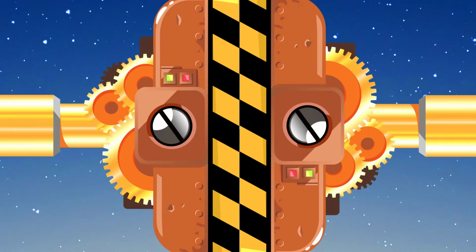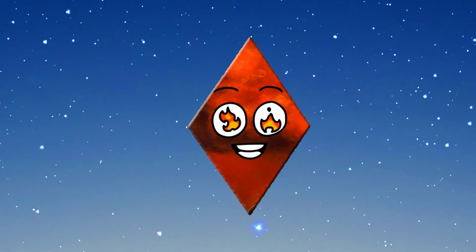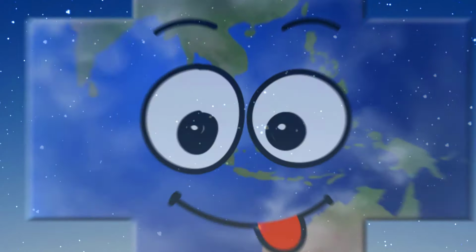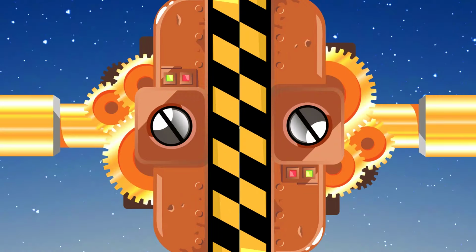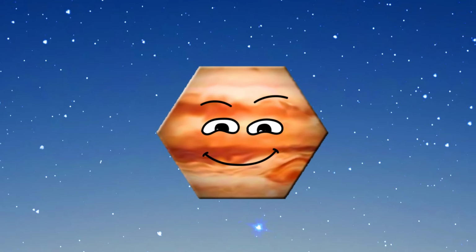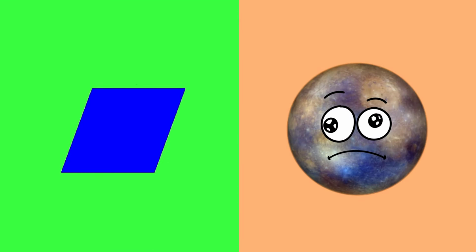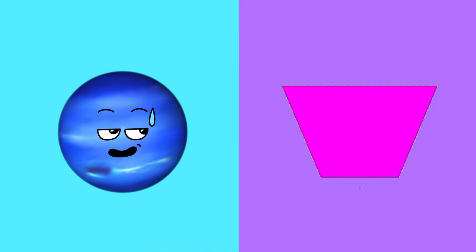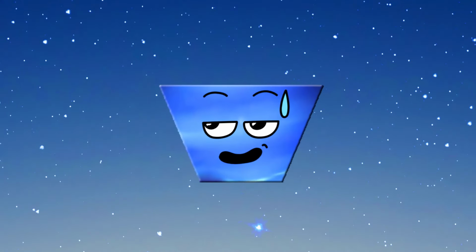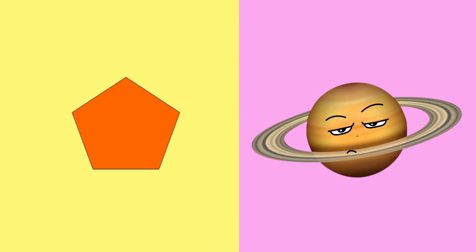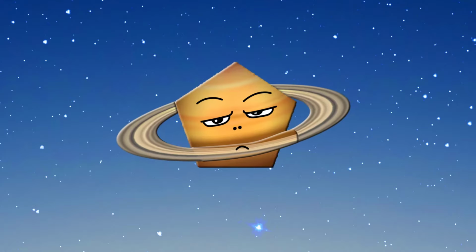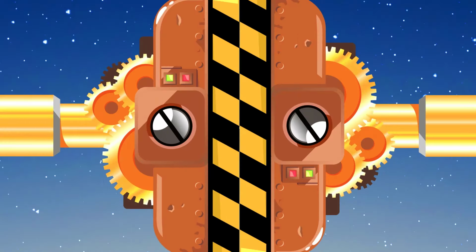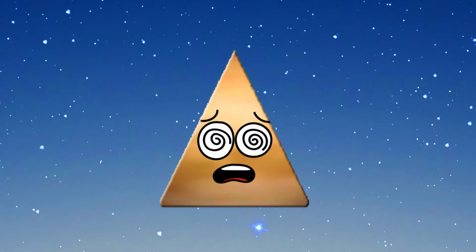Let's go! Mars, rhombus shape. Earth, looks like a plus. Jupiter, hexagon shape. Mercury, parallelogram shape. Neptune is a trapezoid. Saturn is the shape of a pentagon. Venus is the shape of a triangle.